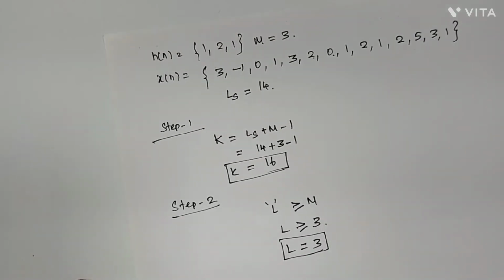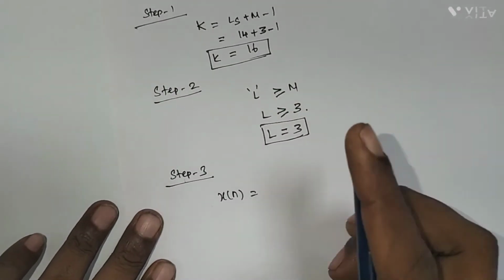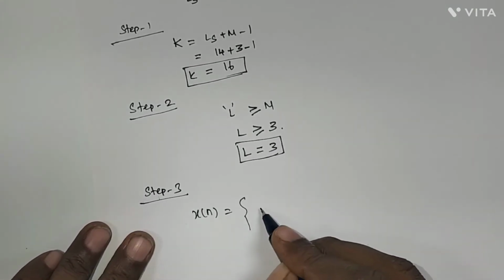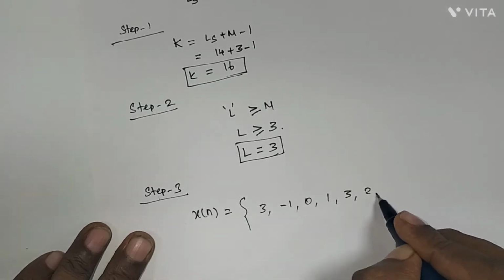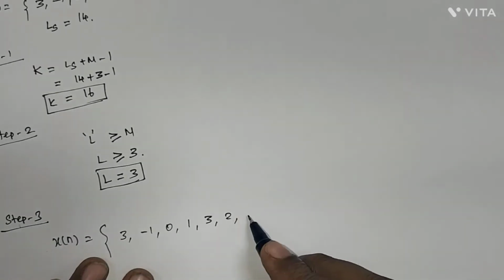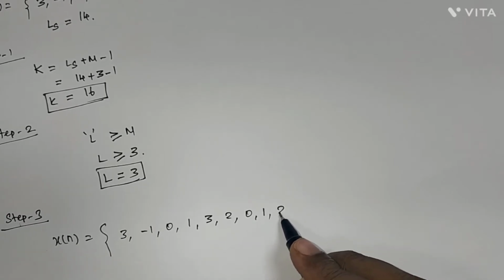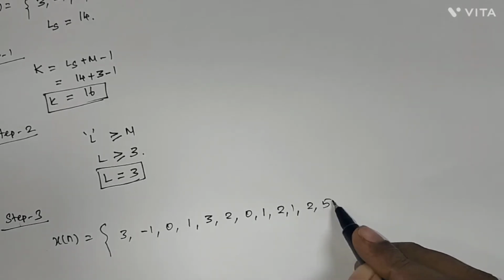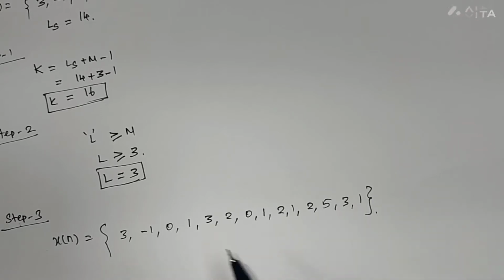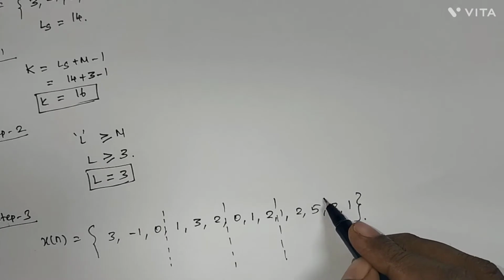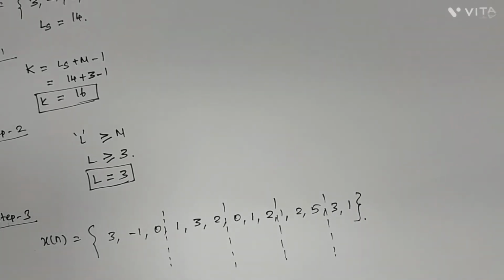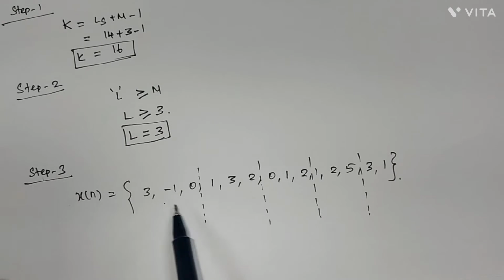x of n is equal to 3, minus 1, 0, 1, 3, 2, 0, 1, 2, 1, 2, 5, 3, 1, and divide it into blocks of 3. I am dividing the lengthier input sequence into smaller subsequences. Okay, so that is 3, 3, 3, 3 and 3.